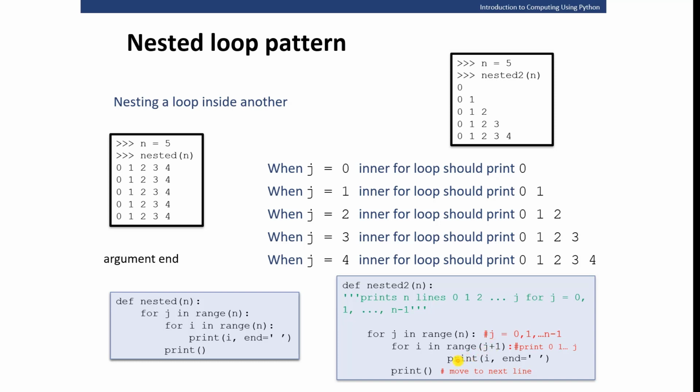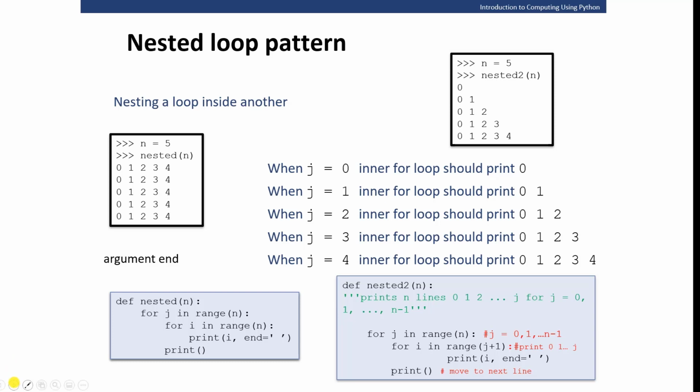j plus 1. That means at the first iteration for the inner loop, I'm going to iterate from i equal to 0 until 1, and then I'm going to print just one item, which is 0. Then I'm going to print a new line. I'm going to increase the value of j to become 1. Then I'm going to iterate from 0 to 2, and then print the items 0 and 1. Then I print a new line, then increase the value of j to become 2.